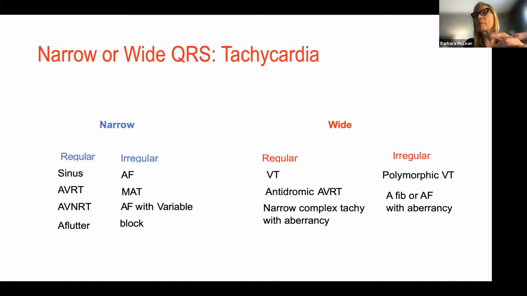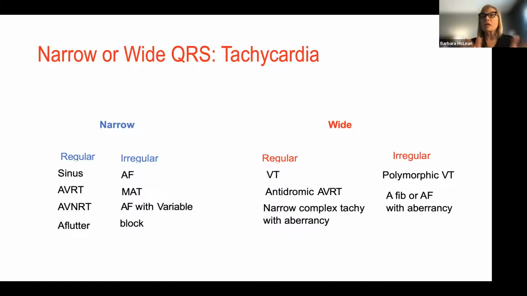Now, the thing to remember about VT is it's regular. VT is regular. So one of the things we're always going to look at when we look at a strip quickly is, is it regular or irregular? Because VT is almost always regular, unless it's coming from more than one ectopic source. So if it's polymorphic VT, it tends to be quite irregular. And if you have AFib or aflutter with aberrant conduction, that could also be irregular.